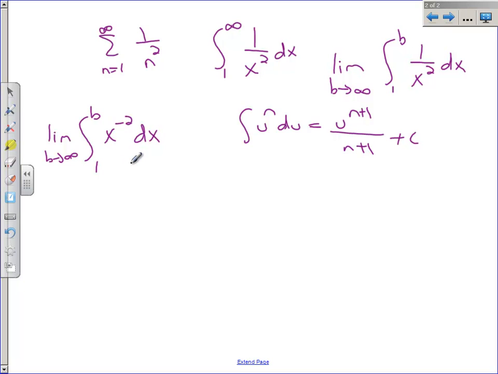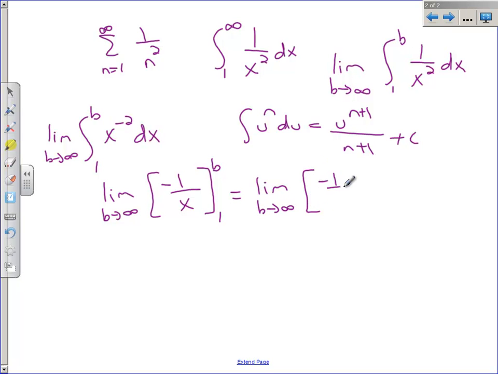So that's negative x to the negative 1, which I'm going to write as negative 1 over x. And we're going from 1 to b. So let's plug in, using our fundamental theorem of calculus. We'll plug in our b, so that's negative 1 over b, and then minus plug in our 1, negative 1 over 1. So now that we've evaluated our integral, we can take the limit as b goes to infinity.